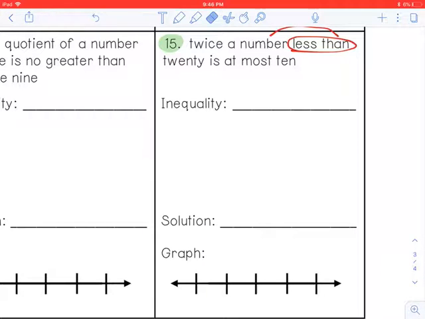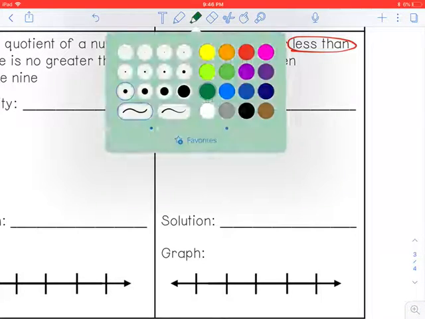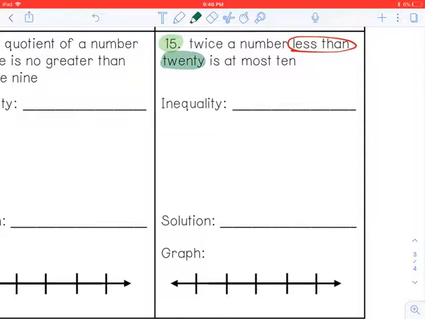So you got to say 20 minus twice a number, and then at most 10. So try and figure that out, and we'll talk about that one tomorrow.